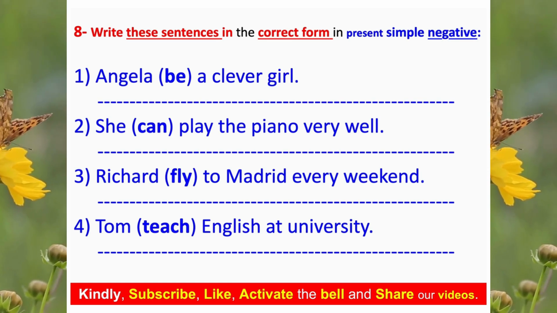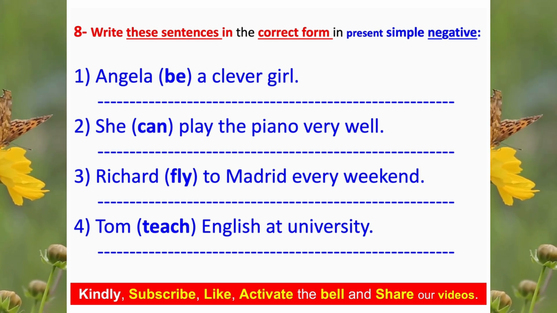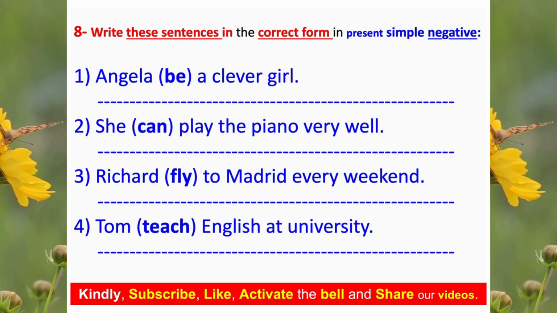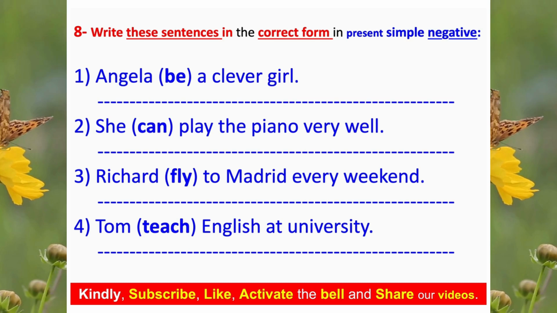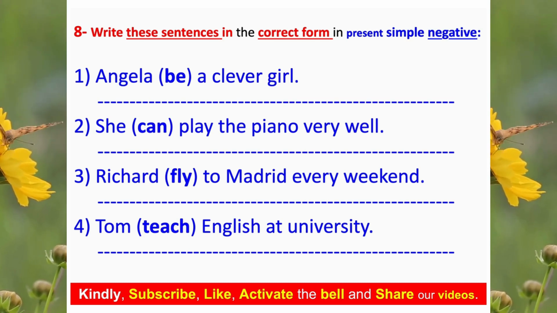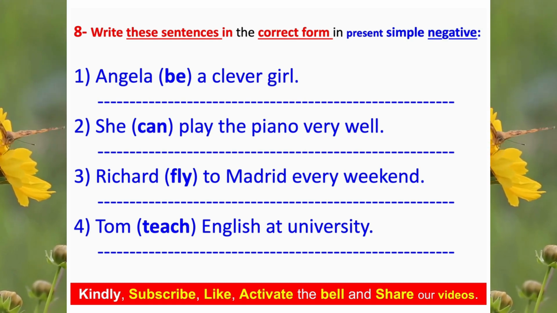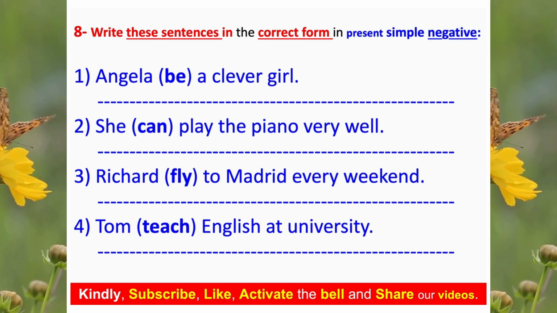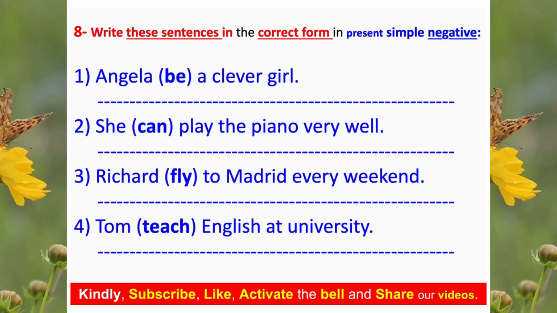So write these sentences in the correct form in present simple negative. So the same sentences in the positive, now write them in the negative form. So what is the negative form of be in this sentence? What is the negative form of can in this sentence? What is the negative form of fly in the third sentence? And what is the negative form of teach in the fourth sentence? If you finished, you can go to the next slide. If you haven't, stop the video.